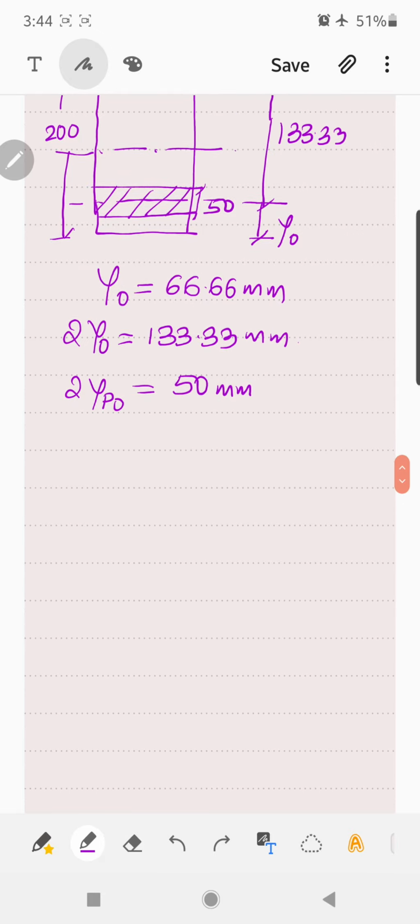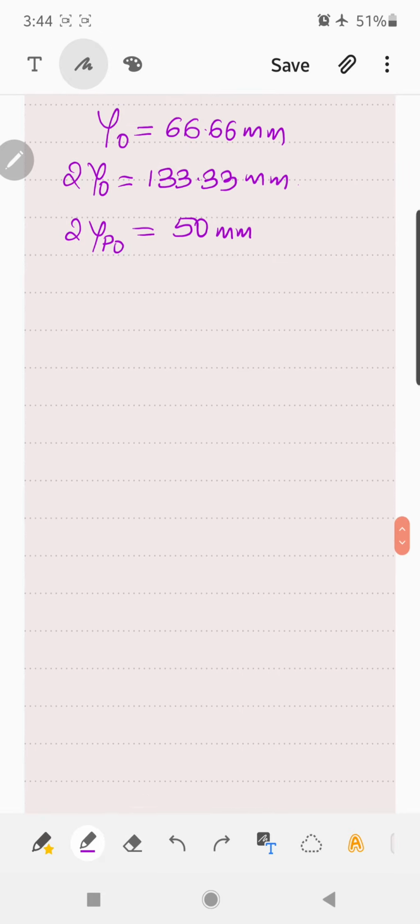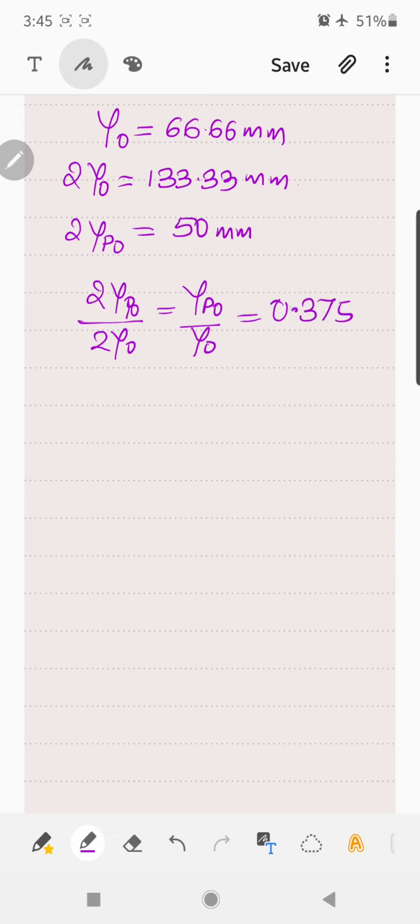And if it's concentric, directly y naught is equal to d by 2. Now we know y naught and yp naught. So the distribution ratio is 2 yp naught by 2 y naught, or yp naught by y naught, and if you take the ratio, it is 0.375. This is the ratio, and again 0.375 is not in the table.